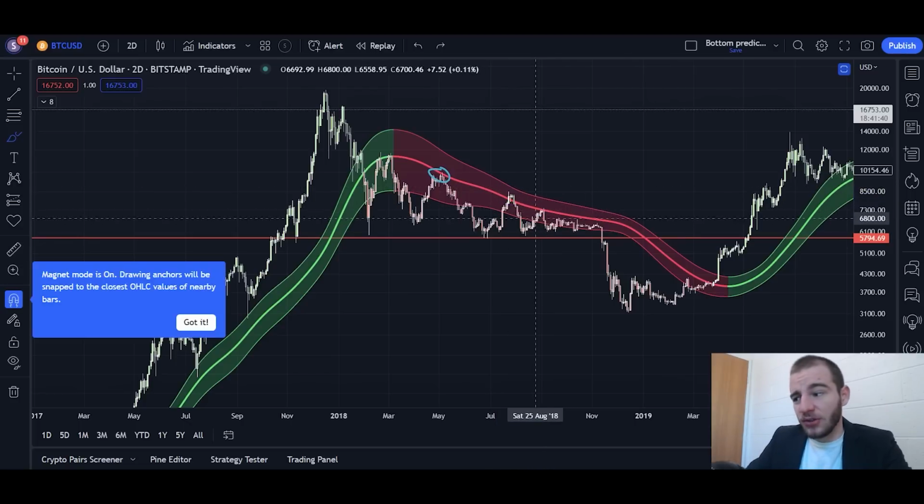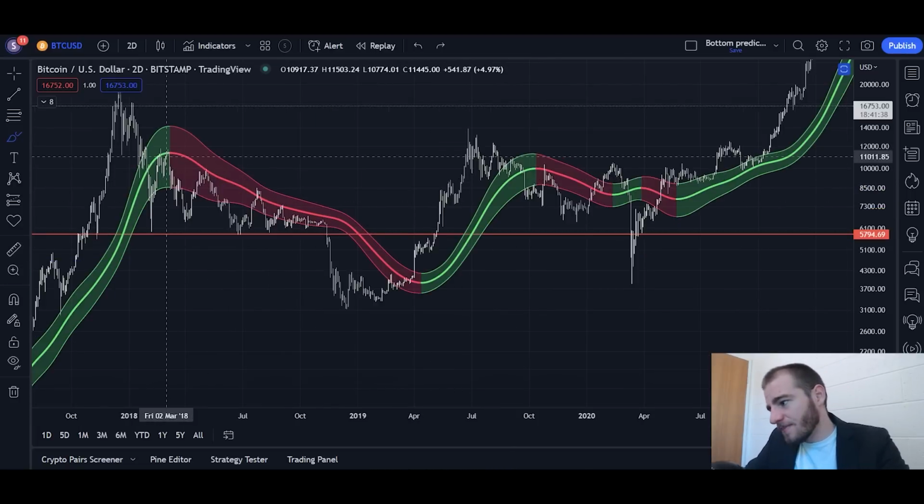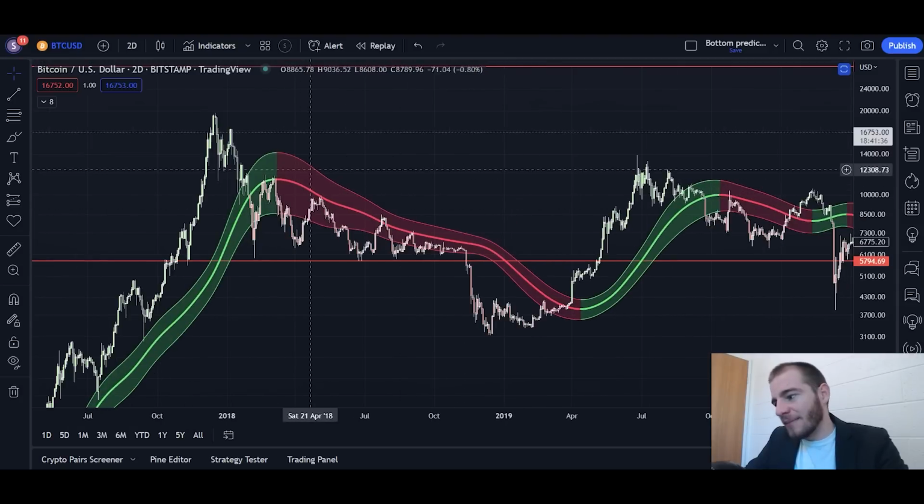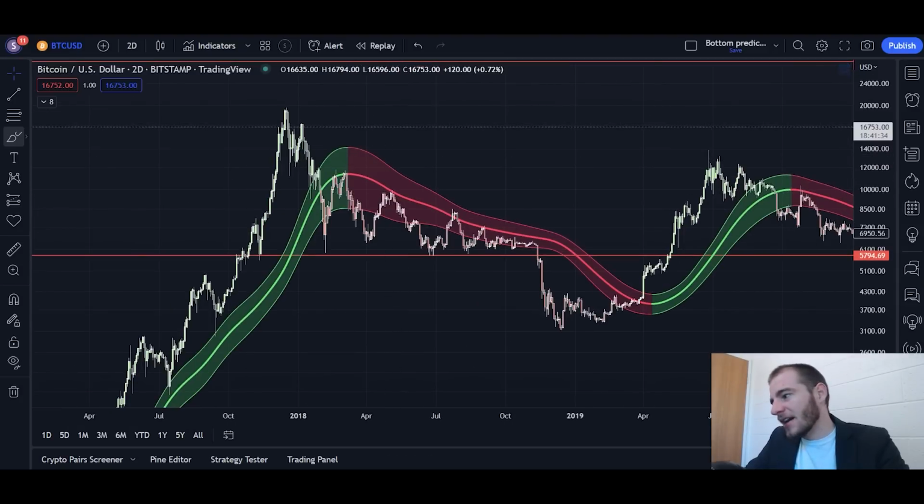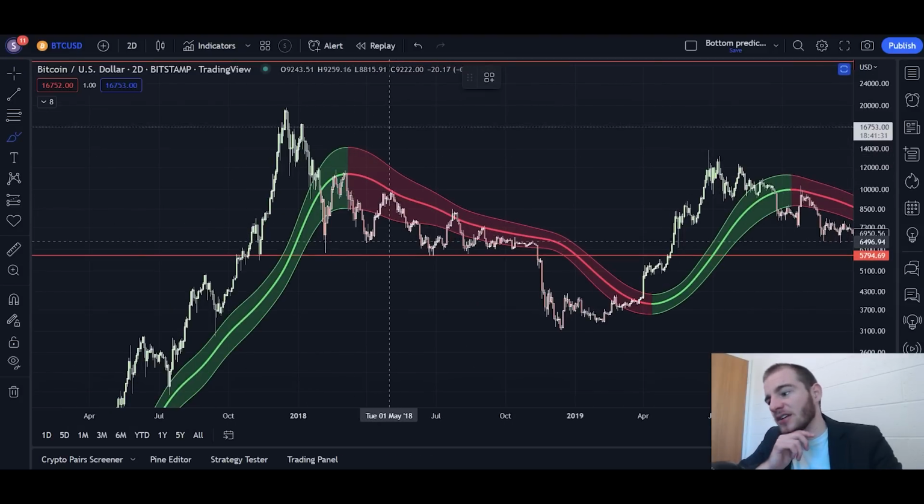So this is generally what you use it for. If the Gaussian channel is red, that means you're in a downwards trend, obviously. And what you'll see during that downwards trend is you can identify whether it's a bull trap or whether it's an actual trend reversal via whether it breaks the center line of the Gaussian channel or not.